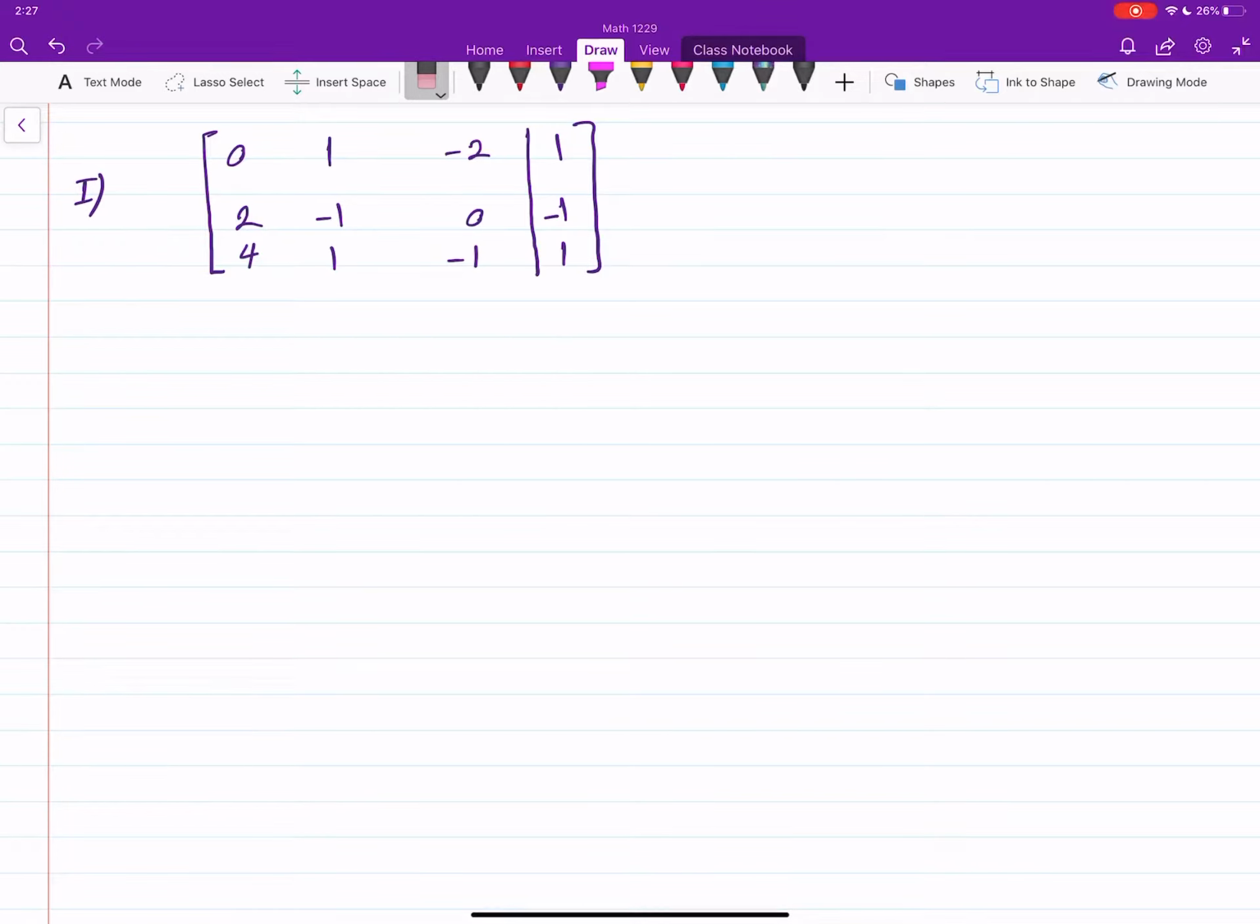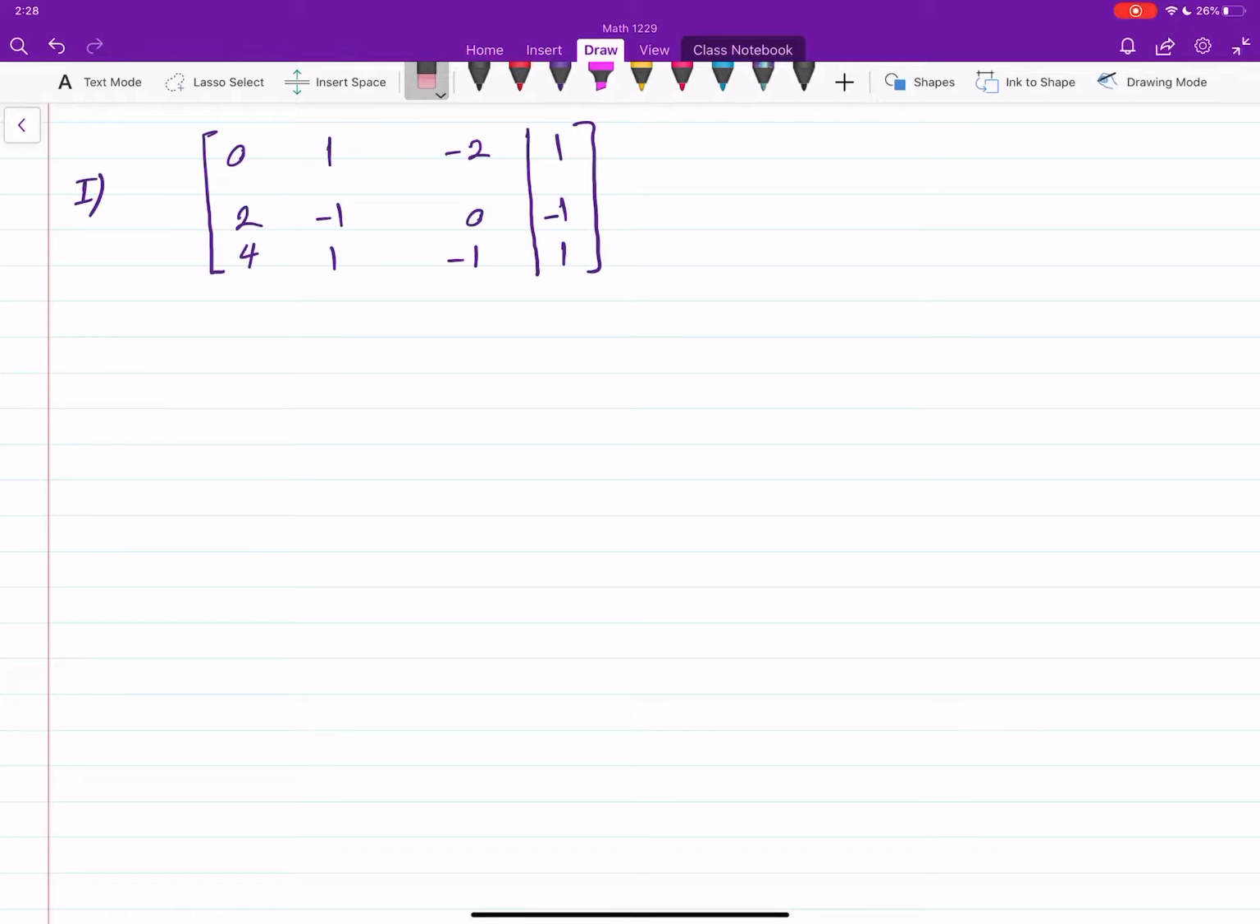Hi, in this video we will do more examples to show how the procedure of row reducing a matrix works. Do you remember the steps? Choose it, move it, turn it to 1, reduce the column using the 1.